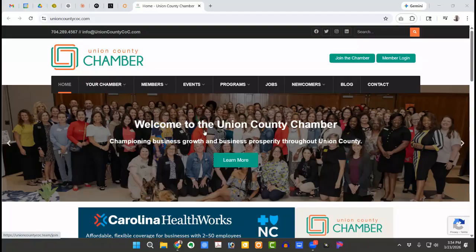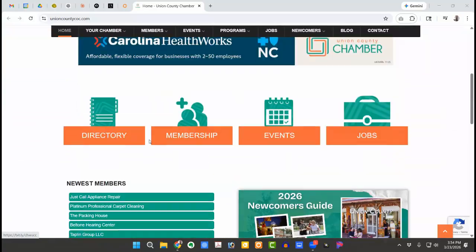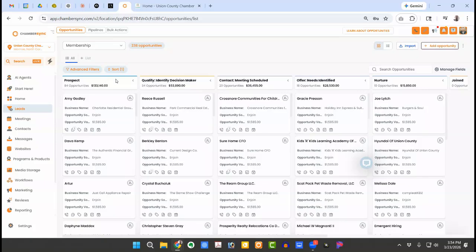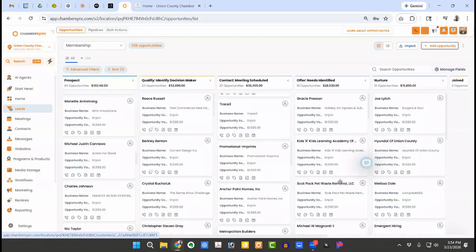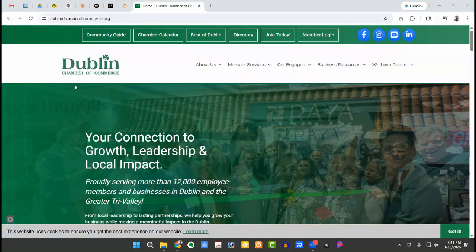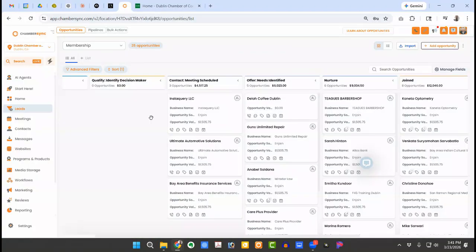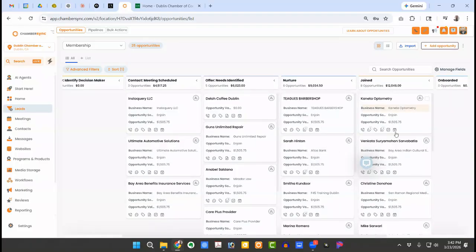This is the Union County Chamber in North Carolina. This is their leads board, and you can see they also have hundreds of thousands of dollars worth of leads, lots of meetings set up. They're doing really well with ChamberThink. This is the Dublin Chamber of Commerce. They have about $30,000 worth of leads in here, and they are working it hard. So you can see 12,000 of that in joined members so far.